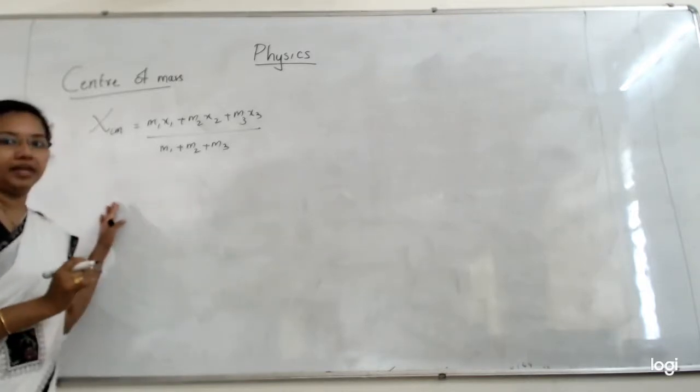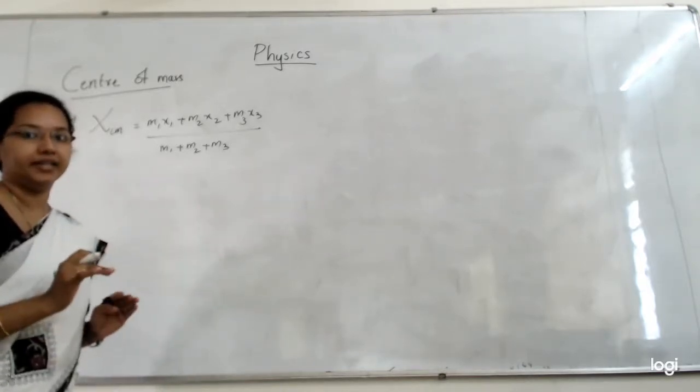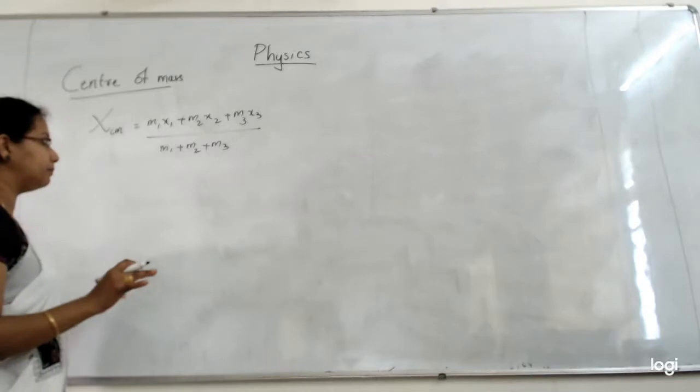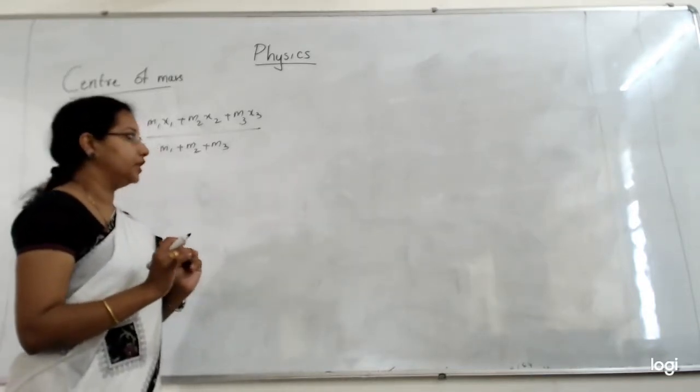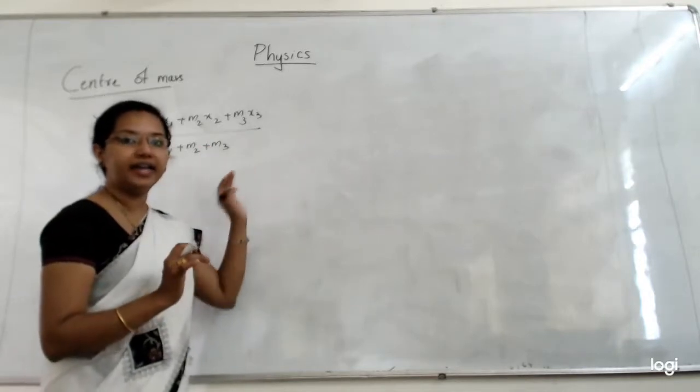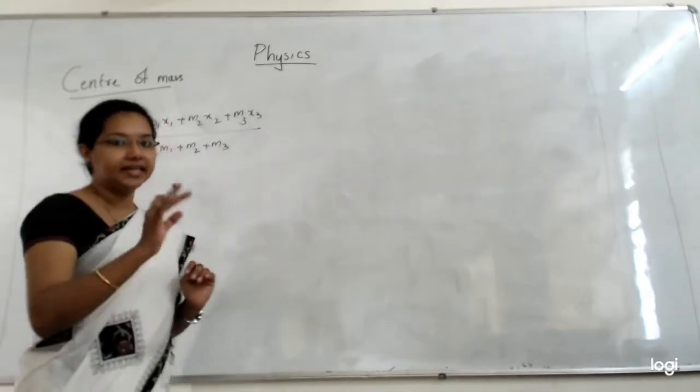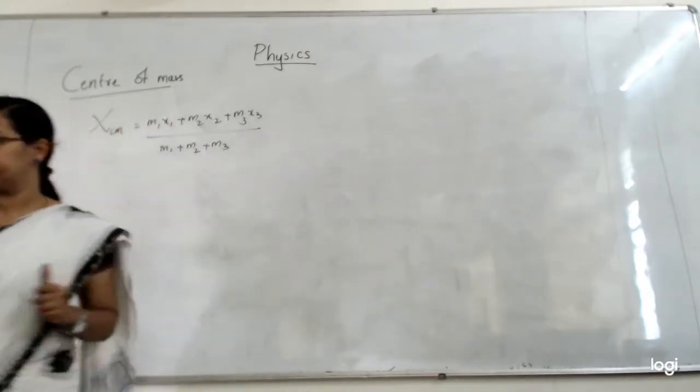For example, if the bodies are lying in a plane, we have XCM as well as YCM. So we can write the X coordinate and Y coordinate. Let us discuss a few numericals.